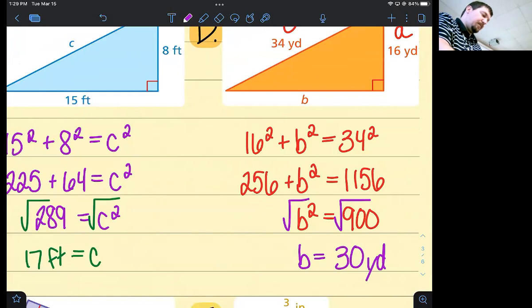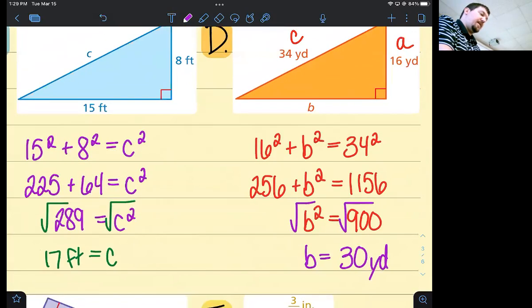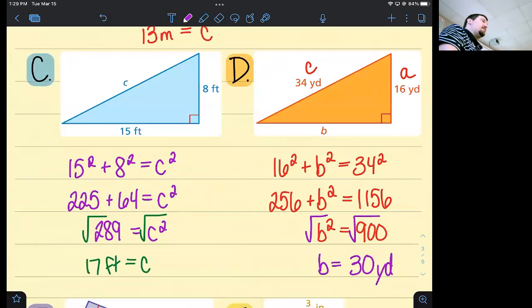And actually, funny enough, this is the same Pythagorean triple as the previous problem, the 8, 15, 17. It's just all been multiplied by 2. Instead of 8, 15, 17, it's 16, 30, 34. So it's the same Pythagorean triple, just a multiple of it.